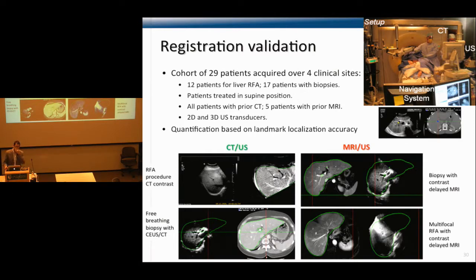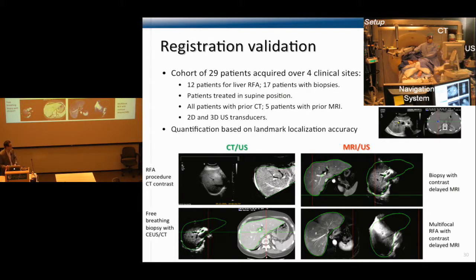So we evaluated our technique prospectively on 29 patients at 4 different clinical sites. 12 had liver RFA and 17 had biopsy. We categorize between these two because we'll see some difference in the numbers in terms of accuracy because of the breathing motion between RFA and biopsy. For RFA, they're sedated, so they're under a ventilator, and we can control the respiration during the procedure. While in biopsy, in some cases, they're free breathing biopsy, which will bring some problems during the registration step. And we use both 2D and 3D probes to compare the efficiency of using 3D probes for the registration.